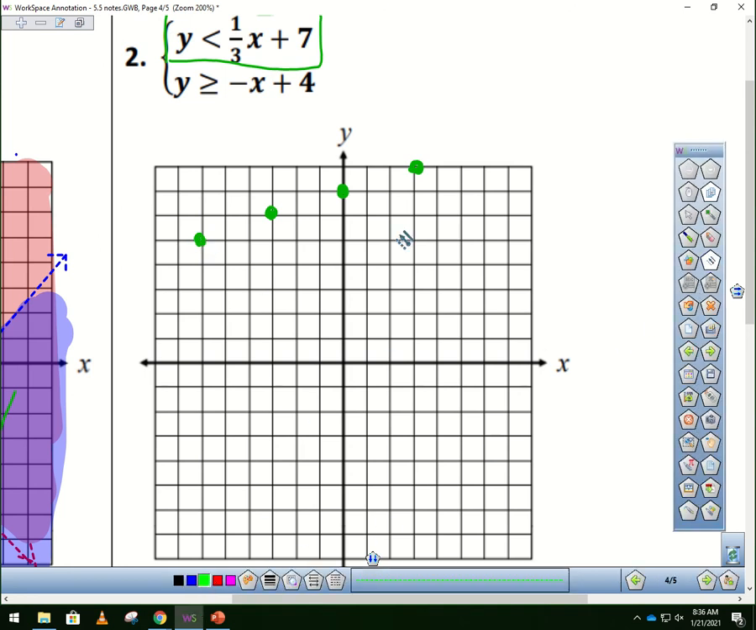Will this line be dashed or solid? Dashed. Looks something like this. And then we have to shade it. Wait, is that dashed? It is dashed. Yeah, it's hard to see that green. I know, sorry. So is it going to be shaded above or below? Below.